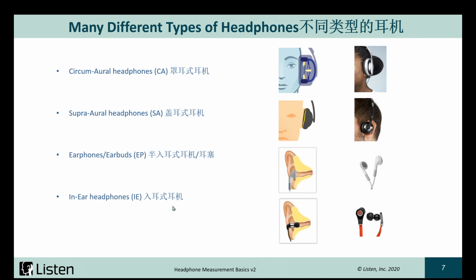And then there's in-ear headphones, which basically insert into the ear canal and typically give you decent background isolation because they're sealing the ear canal. And they're also smaller, and typically you can get very good bass out of them.